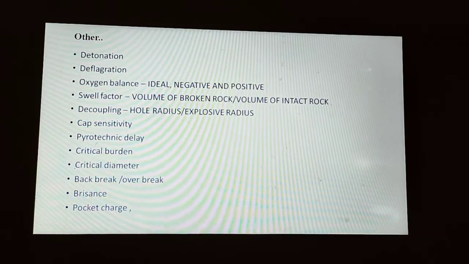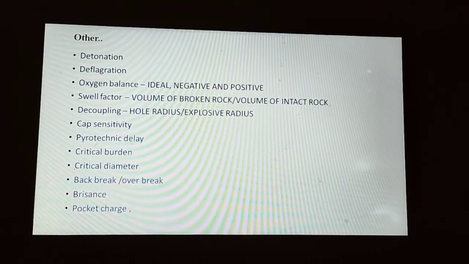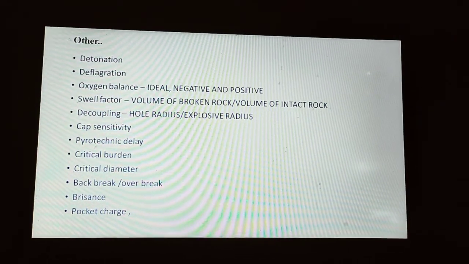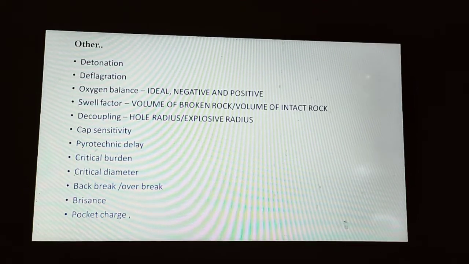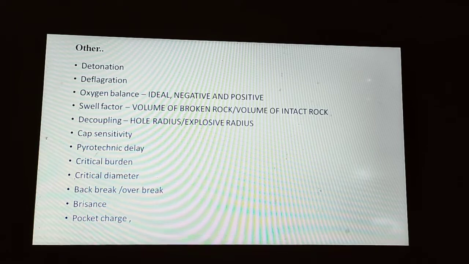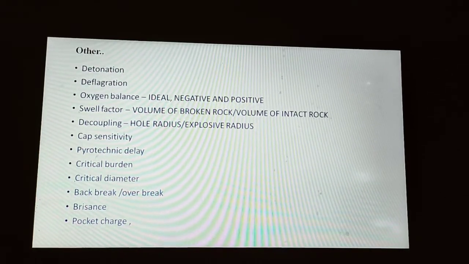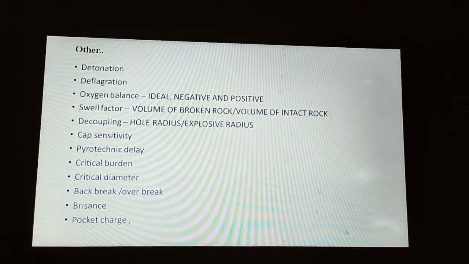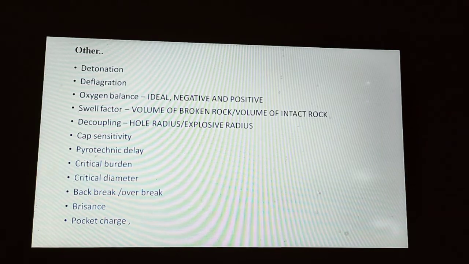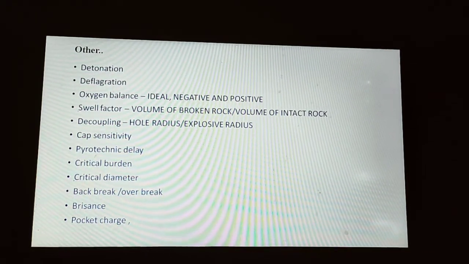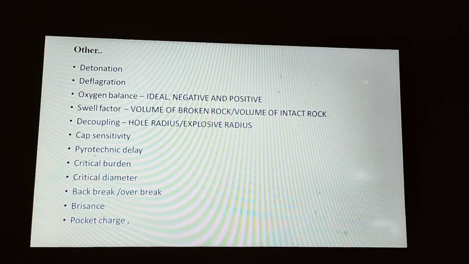Oxygen balance: as you know, explosives have an oxidizer. Excess oxygen in explosive produces nitric oxide and nitrogen peroxide, and deficiency of oxygen in explosive produces carbon monoxide. So oxygen in explosive shall be in a proper amount, so that there is no excess or deficiency of oxygen. In case of ideal oxygen balance, maximum energy of explosive can be utilized. In negative oxygen balance there is a deficiency of oxygen, and in positive oxygen balance there is excess oxygen, which produces nitrogen peroxide, nitric oxide, etc. Swell factor is the ratio between volume of broken rock and volume of intact rock.